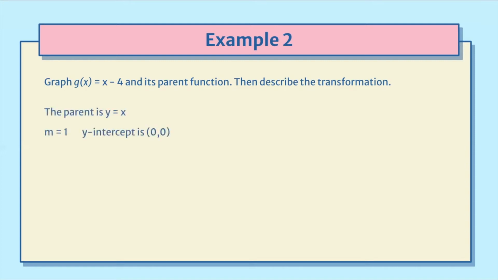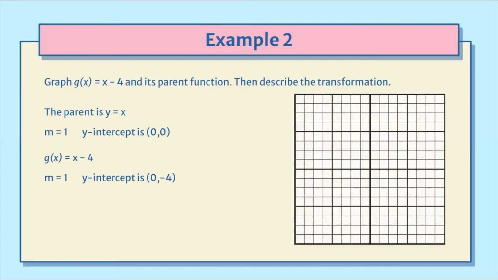The parent is y equals x, which is a linear function. The slope is 1 since there is no coefficient in front of x. The intercept is (0, 0). And then g of x has a slope of 1 as well. And the intercept is at (0, -4), because when we plug in 0 for x, we get y equals -4. So now we are going to graph the two functions.